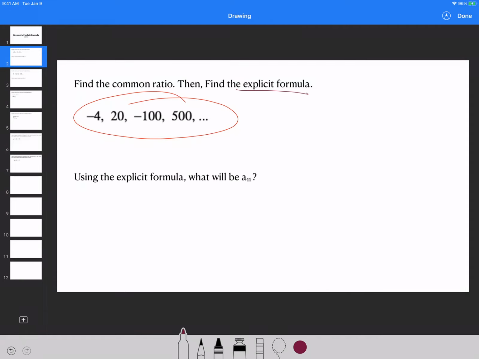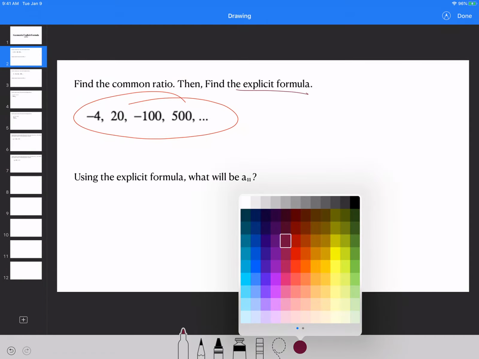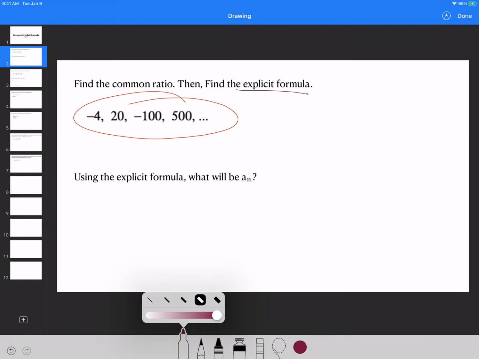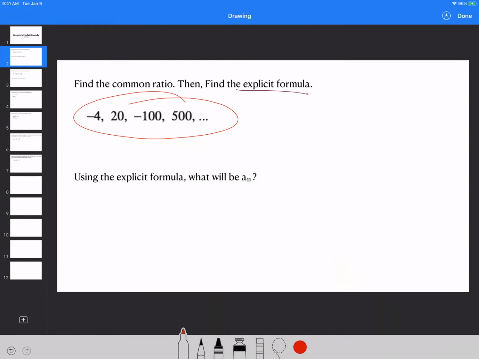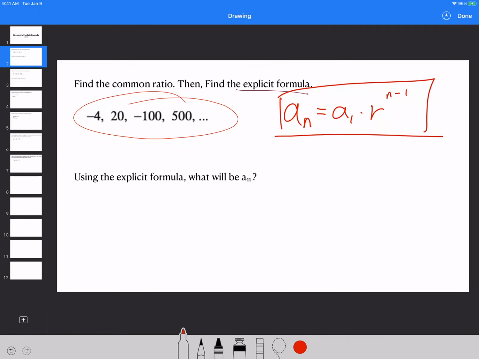First of all, everybody, you should go back to your notes and write down your explicit formula if you don't have it already written down. Your explicit formula for geometric sequences should always be a sub n is equal to a sub 1 times the common ratio r raised to the power of n minus 1. This should be the explicit formula no matter what.